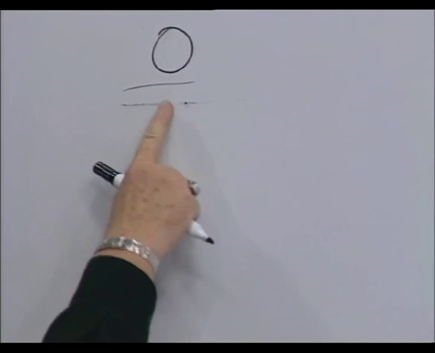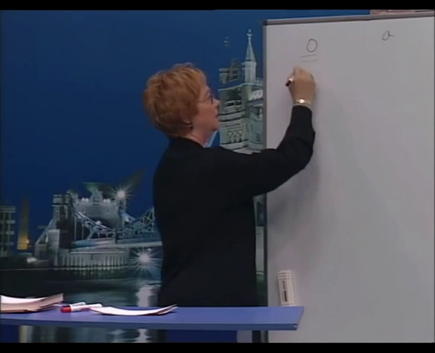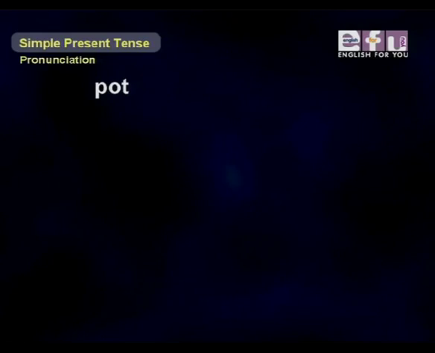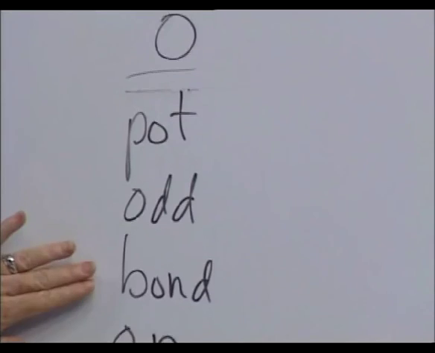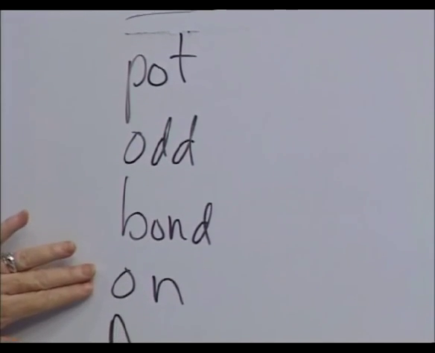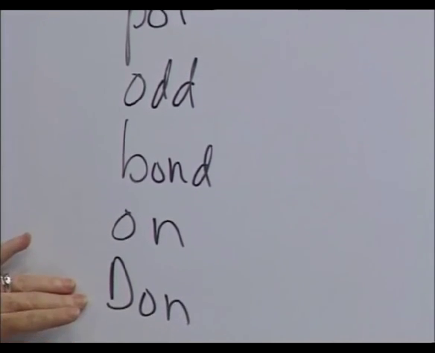This is short ah. Pot, odd, bond, on, dawn. Okay? Pot, odd, bond, on, dawn.